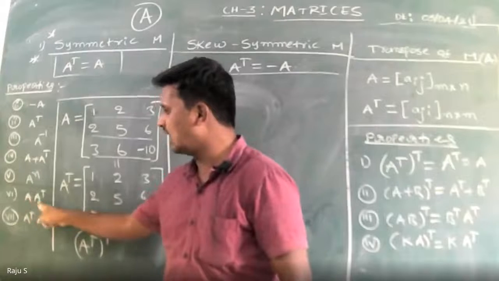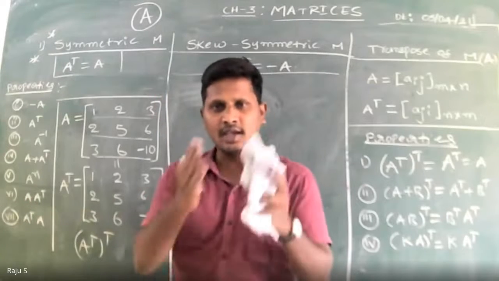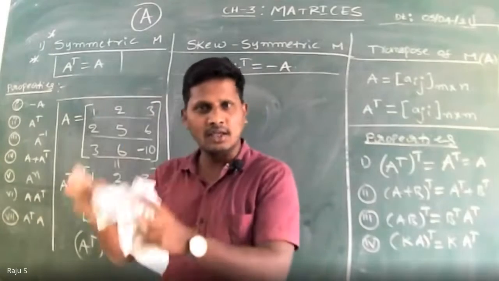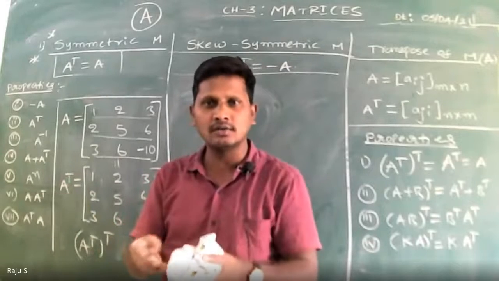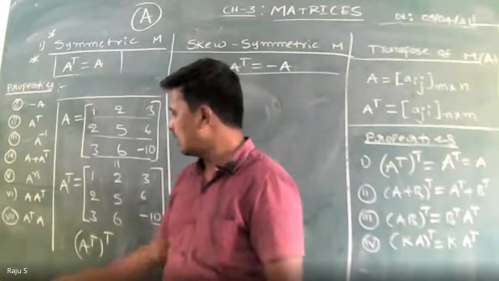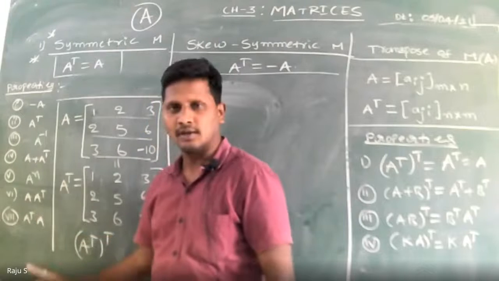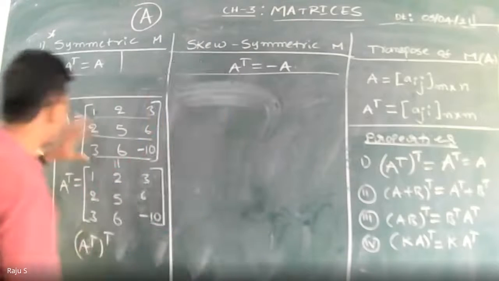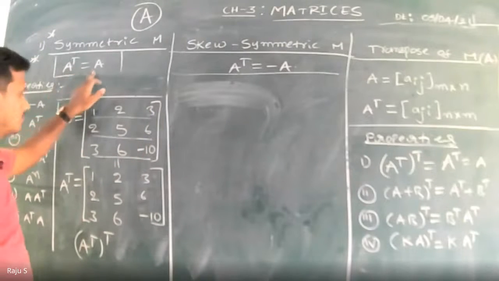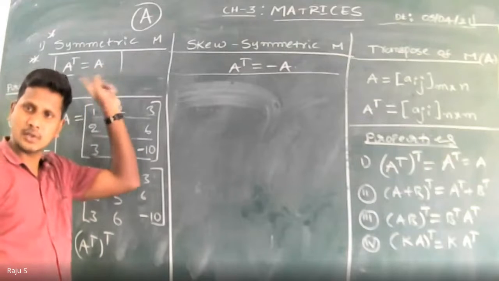After that, A into A power T. A is symmetric, A power T is symmetric, so their product also is symmetric. And A power T into A. Right, this is for only a single matrix A.